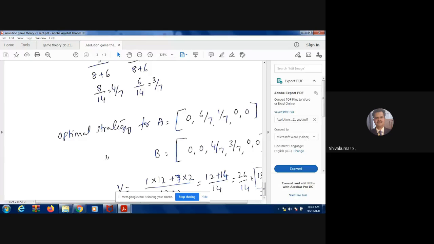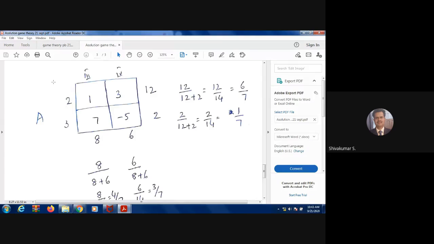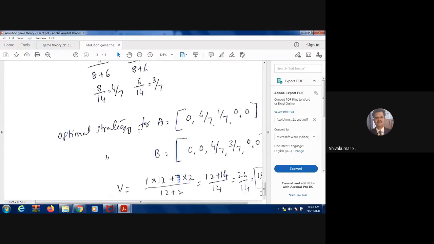Now you have to find the value of game. Value of game, that is 1 into 12 plus 3 into 2 divided by 12 plus 2. You can do anything. 1 into 12 plus 7 into 2, or 3 into 12 plus minus 5 into 2, or 1 into 8 plus 3 into 6, or 7 into 8 plus minus 5 into 6. Any two, you can do any 4 ways.